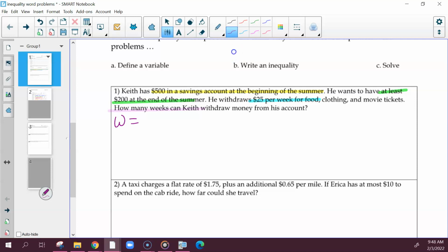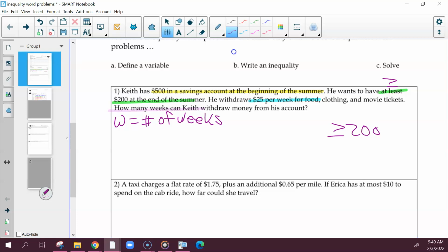So you can say W is the number of weeks. And what inequality word do you see here? At least. Which would mean what symbol? Greater than or equal to. He wants to have at least $200. Usually whatever your inequality symbol is will go right next to whatever number you need. He could have more than that, but he wants to have at least that much.